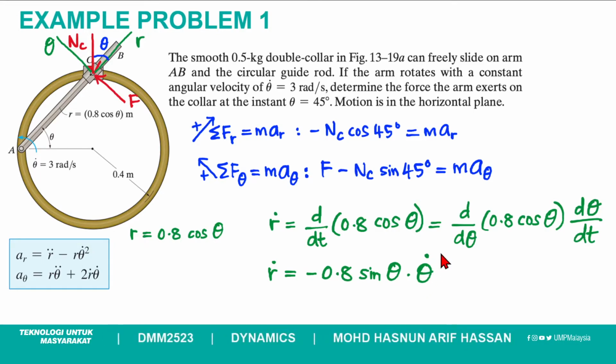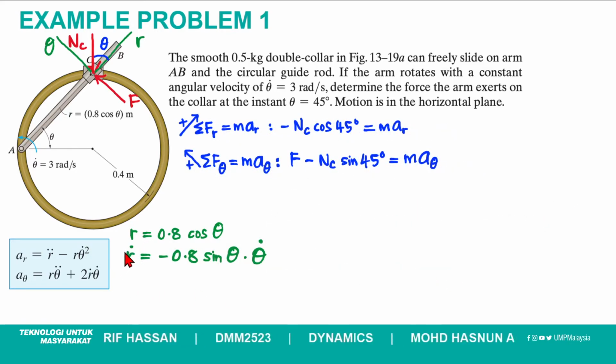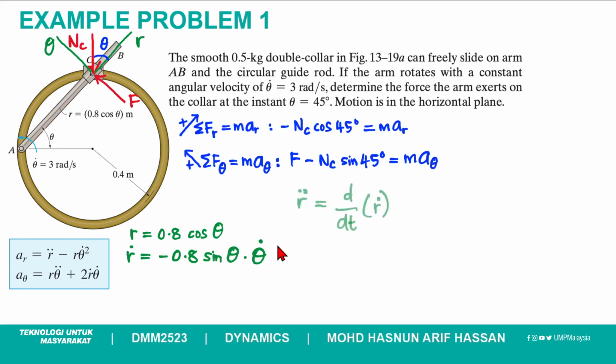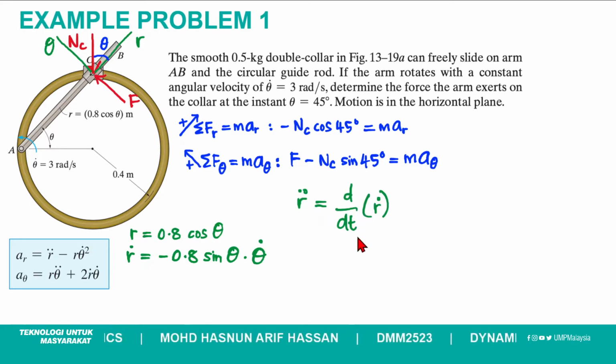Okay, one settled. In the equation there is also r double dot. So we need to differentiate this one more time. We need to differentiate the r dot that we just got one more time. So r double dot is equal to d over dt of r dot. This is what is meant by r double dot.